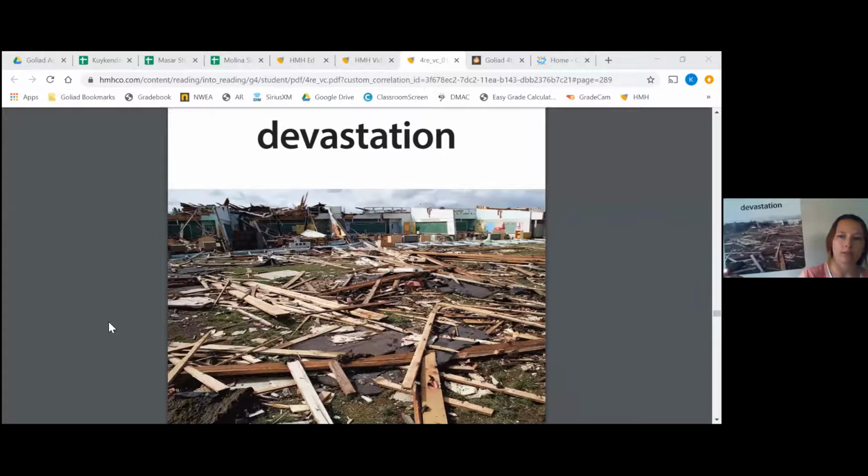Devastation. What's going on in the picture? Destruction happened, like a tornado came through. All right, here's the sentence. Many buildings were destroyed due to the devastation caused by the tornado.